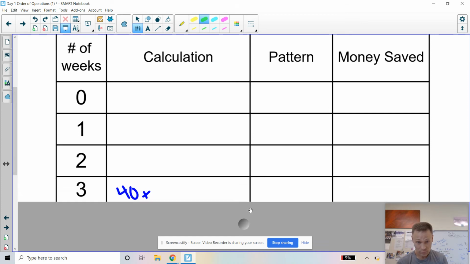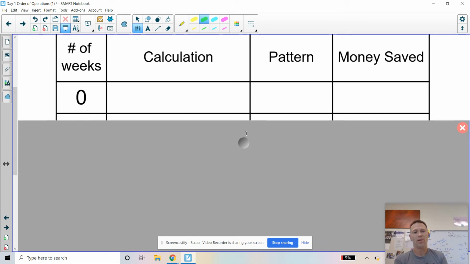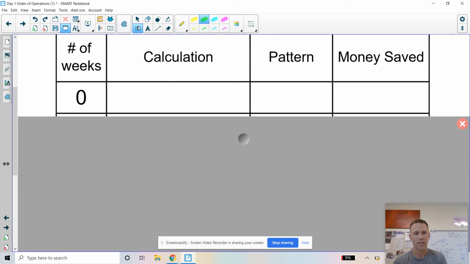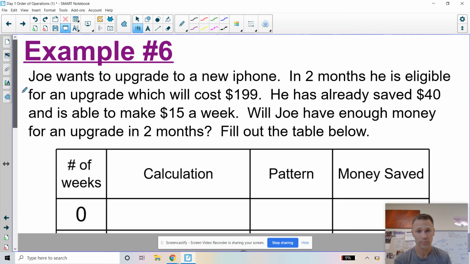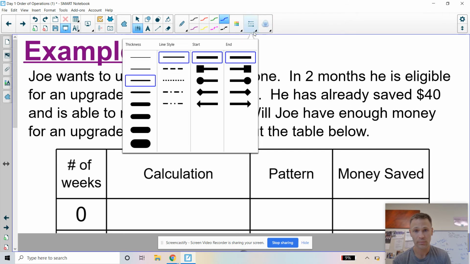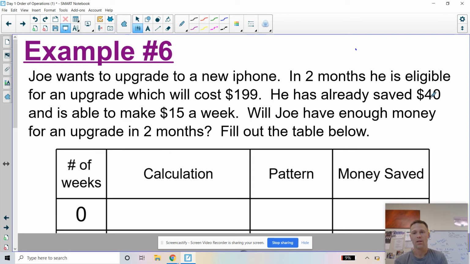So when we think about this, we've got to think first, like, how much money does Joe start with? Okay. So how much does he start with? He has $40. So he's already got $40. His goal is to get $199, and he's saving $15 a week.